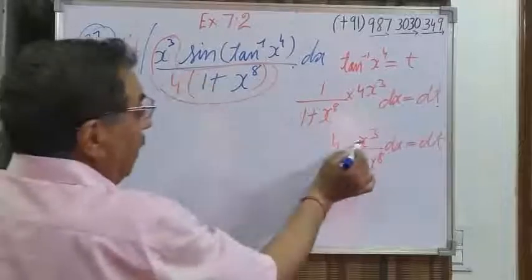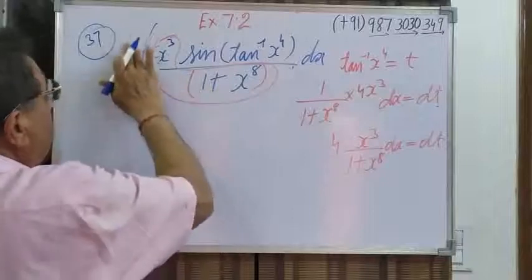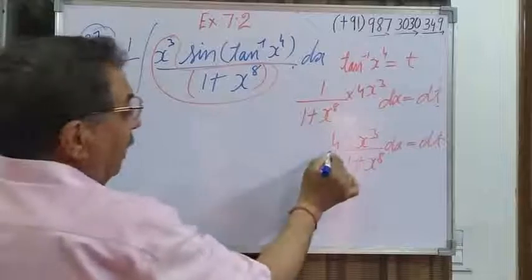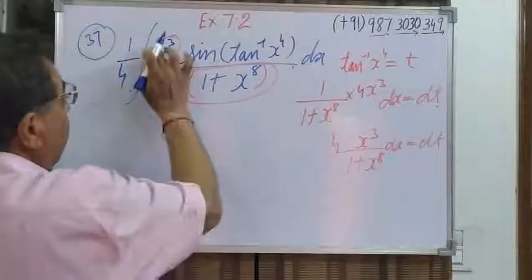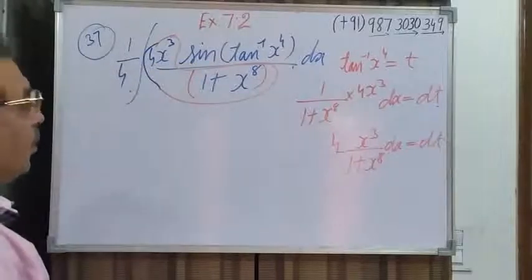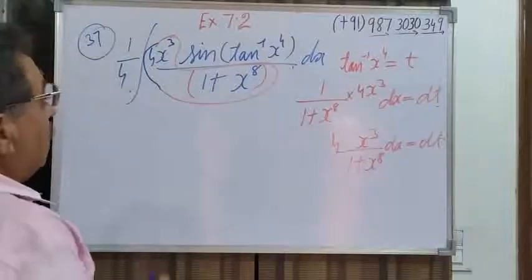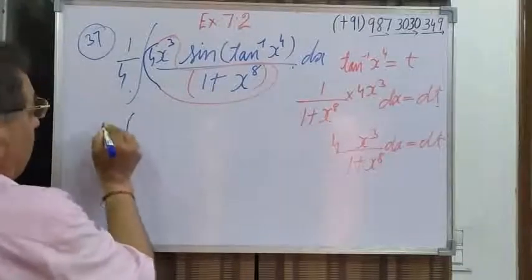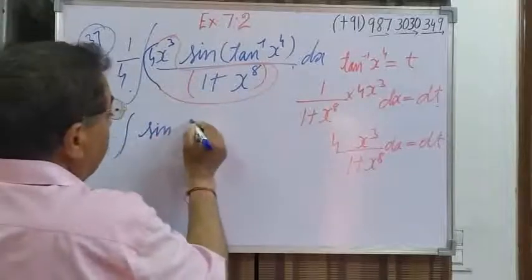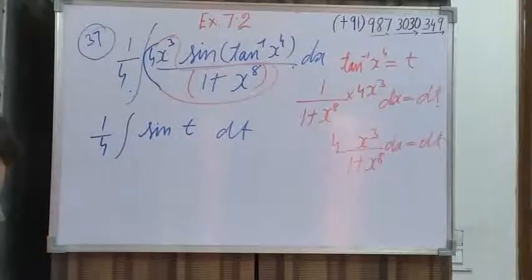So x³, and this 4 will be written outside, because we require 4x³. So the 4 must be written this way. So we get 4x³ over 1 plus x to the power 8 dx is equal to dt. So what would the question be now? 1 by 4 sine of t into dt.